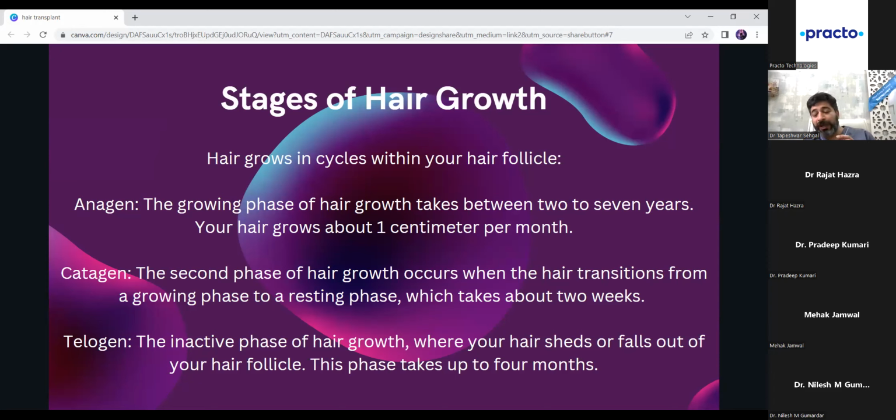It is very distressing when a patient comes to you every 15 days and says, kuch nahi hua, there is no growth, kaisa hair transplant kiya aapne. So this pre-operative counseling is very important.